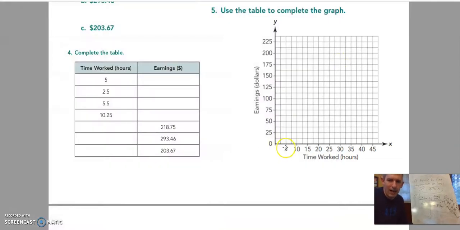So if they work 5 hours, again, hours worked is going to be on this line. So they work 5 hours, they're going to earn, already forgot it, 43.80. I think that's right. So it's going to be about right here, and put a dot about right there. And then go ahead and do that for your other values. And hopefully you'll see a line start to form.